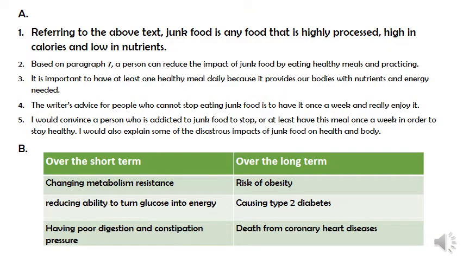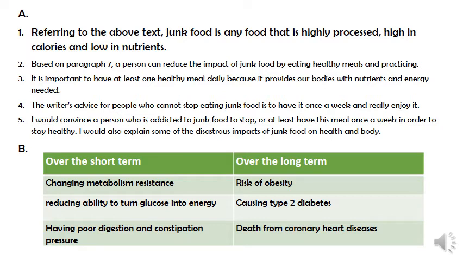So as you can see here, based on paragraph 7, a person can reduce the impact of junk food by eating healthy meals and practicing. Number 2, it is important to have at least one healthy meal daily because it provides our bodies, as I said, with the nutrients and energy needed. Number 3, the writer's advice for people who cannot stop eating junk food is to have it once a week and really enjoy it. I would convince a person, as I said, to stop eating junk food. I would explain some of the disastrous impacts of junk food on health and body. And I will ask him to read this selection.